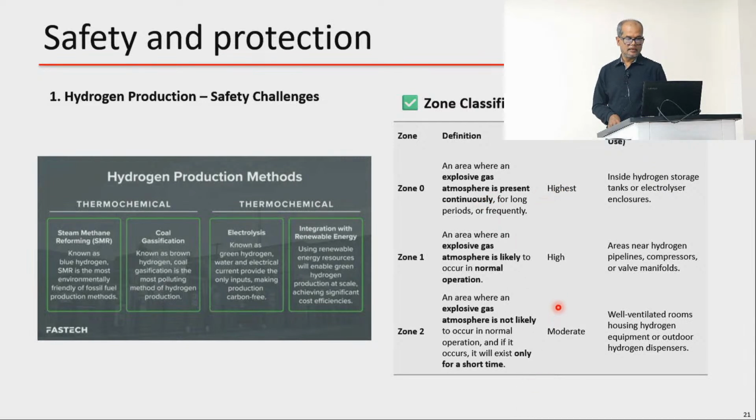In other cases, the risk level could be high and moderate, and there are some relevant examples given for hydrogen. Zone 0 could be inside a hydrogen storage tank or electrolyzer enclosure. The area near a hydrogen pipeline compressor is relevant to zone 1. And a well ventilated room housing hydrogen equipment, or an outdoor hydrogen dispenser, is zone 2, which is already protected, but there is still a moderate risk.